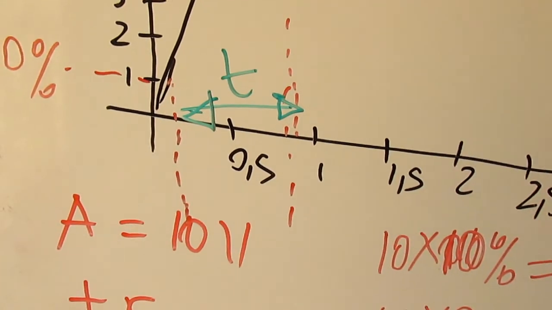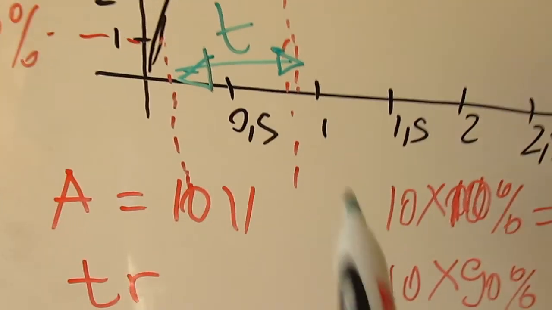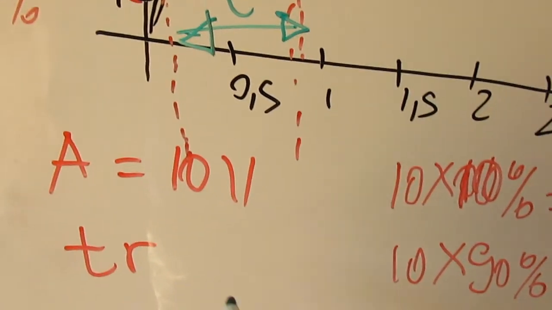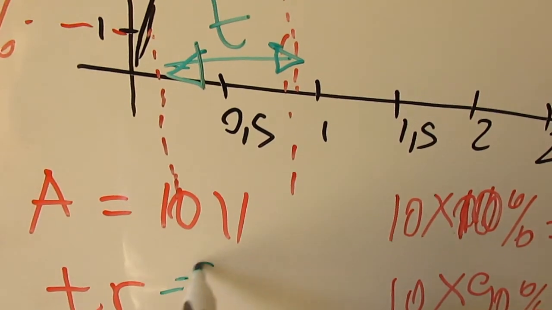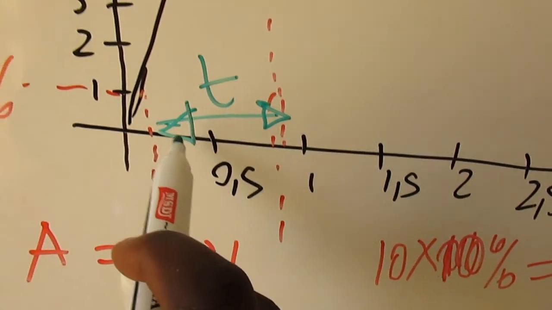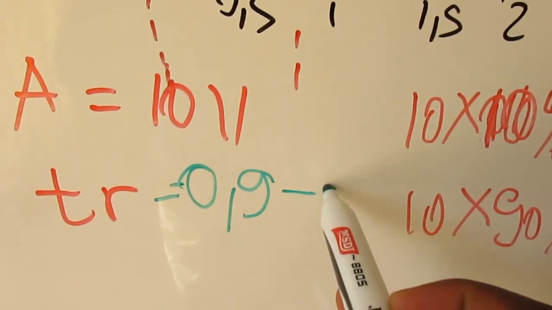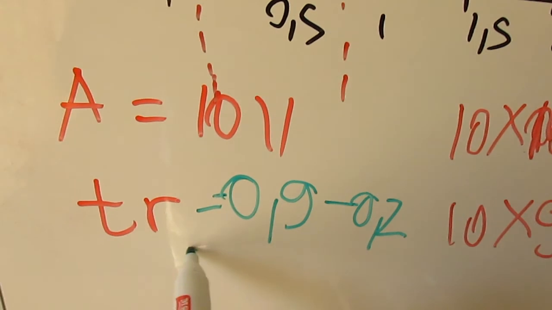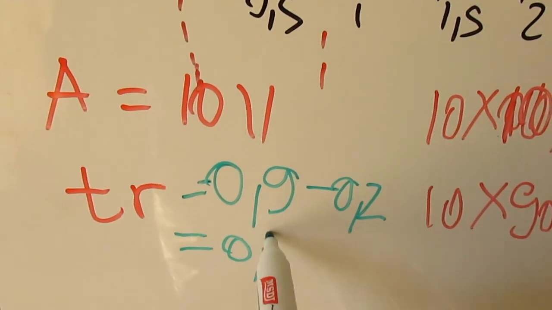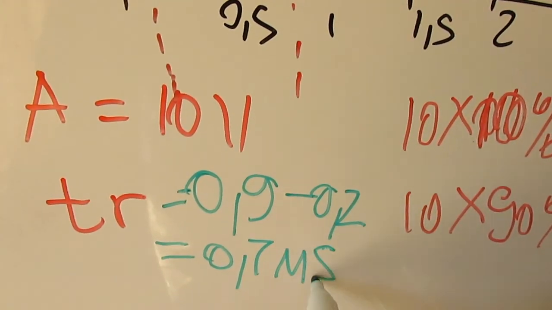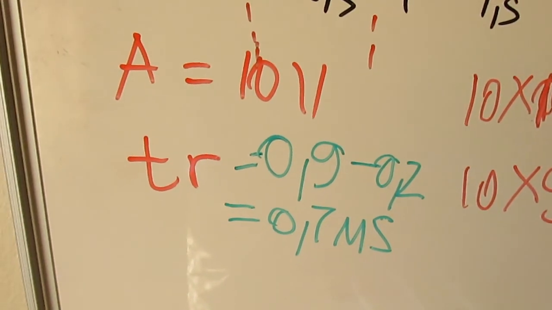Okay? So how do we do the calculation? This is 1, so you can say it's 0.9. It's going to be 0.9, and then here you have 0.2, minus 0.2, and therefore our rising time is going to be 0.7 microsecond. Okay?